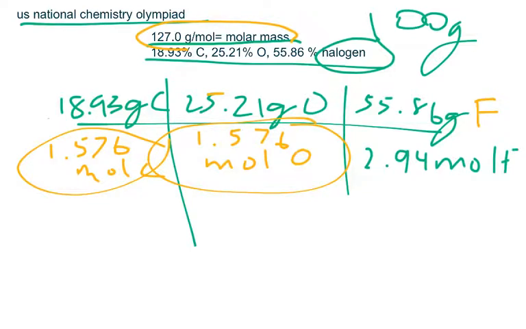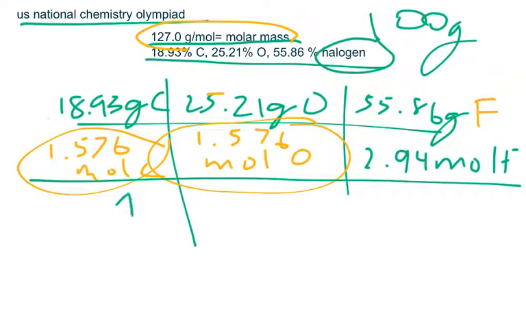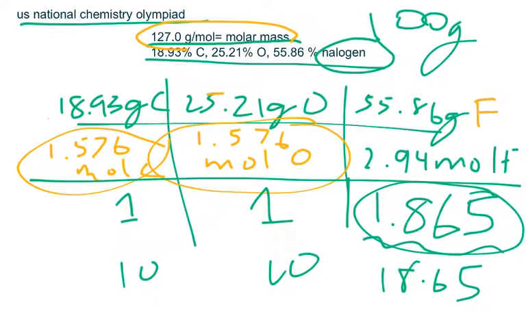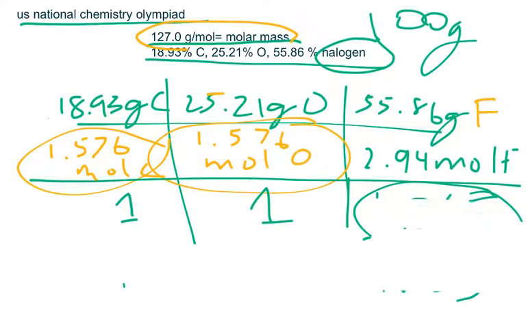Now, does this make any sense? Well, let's try it out. We have to divide by the smallest number, which is, in this case, 1.576. We would get 1, 1, and 2.94 divided by 1.576 is 1.865. So this is a really weird number. There's no way we can scale this up. We can't multiply by 10 to get 10, 10, and 18.65 because we need whole number ratios of elements. So as a result, this is not right because fluorine gives us a really weird number that cannot be converted into whole number ratios. So therefore, our missing element cannot be fluorine.